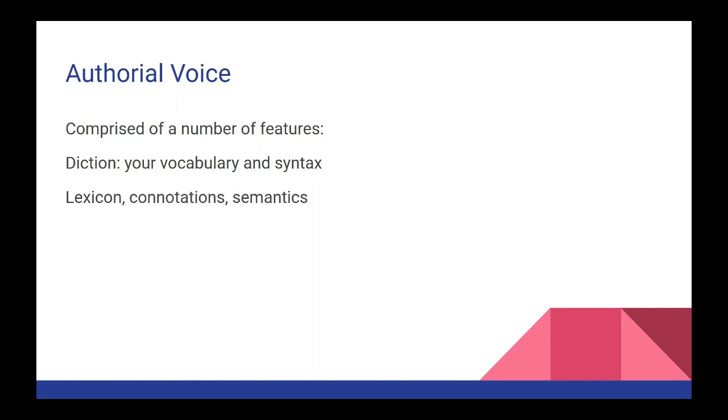So, when we talk about what authorial voice is, this is actually comprised of a number of features. These include diction, which is your vocabulary, the words you choose, and syntax, which is the way that you put them together to make sentences. This also includes lexicon, which is the kind of words that you choose, the connotations that you utilize words for, as well as semantics, the meanings that you choose them for. But this also includes more functional things like sentence length, punctuation choice that you make, and those sorts of things.